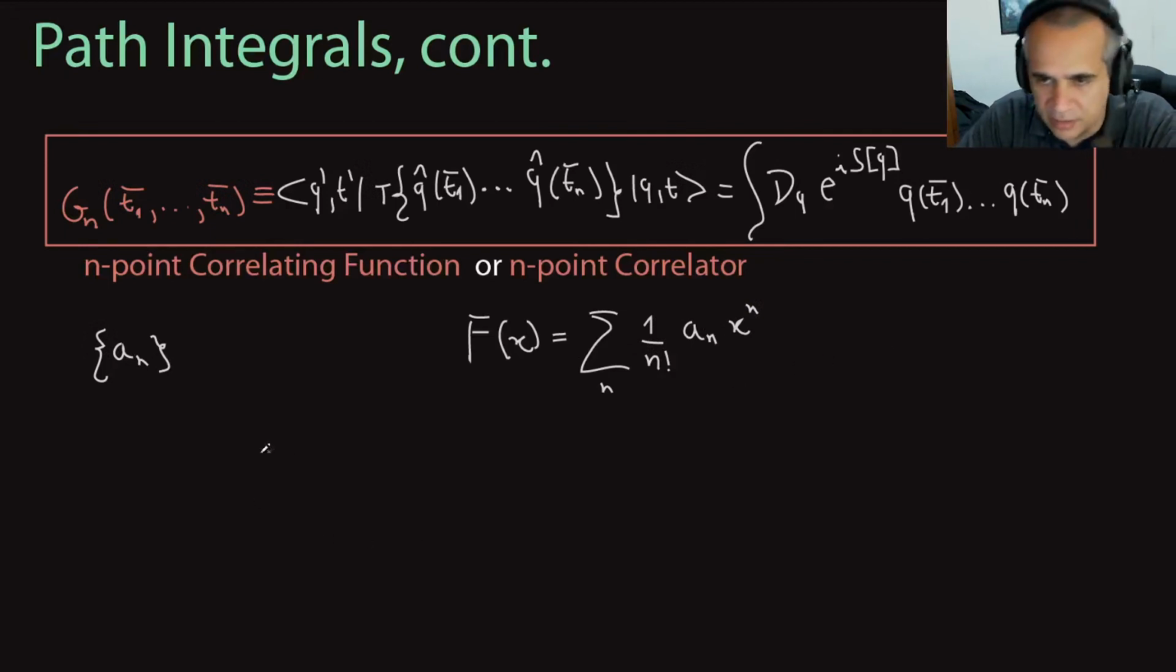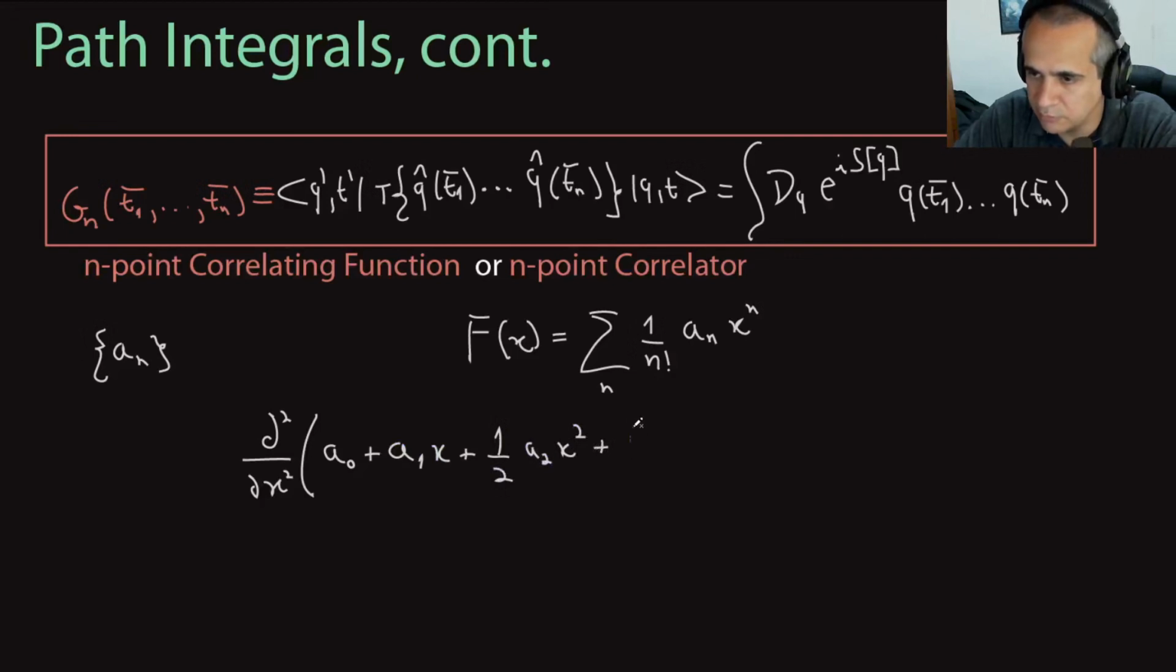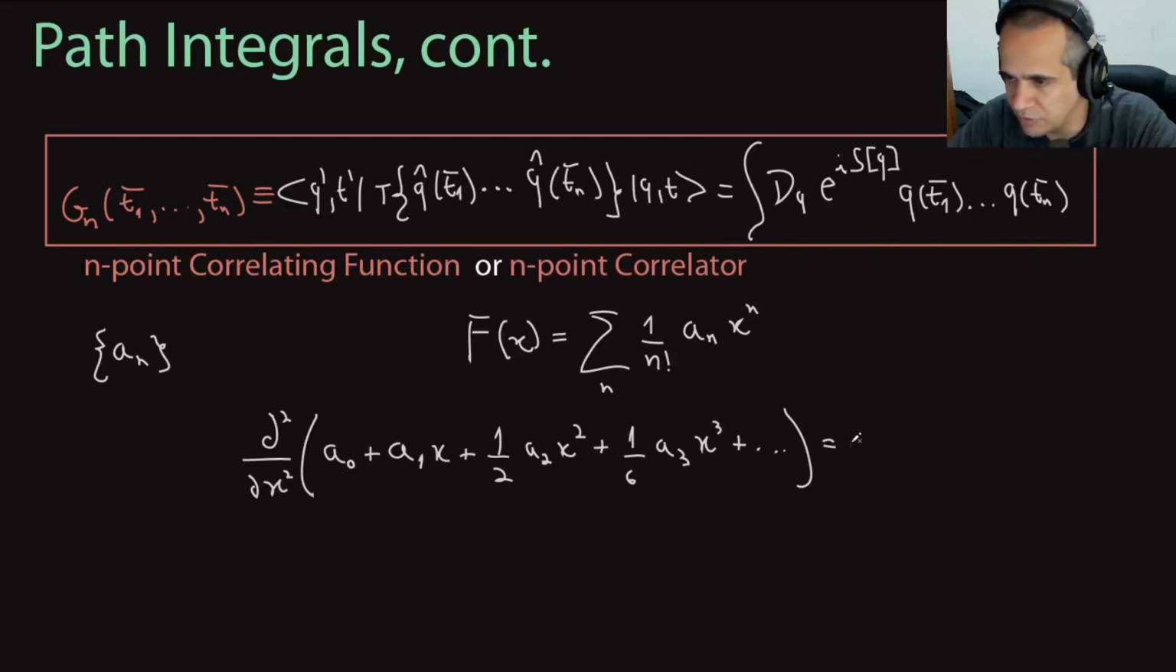In fact, I can take some number of derivatives of this polynomial function, say two derivatives in x, which I'll write a little more explicitly like that: a0 plus a1 x plus half of a2 x squared plus 1 over 6 a3 x cubed, and so on. If I take two derivatives in x of this function, what will happen? This is 0 because I'm taking two derivatives. Same here, that goes to 0. This one becomes just a2. This one becomes just a3 x, and so on.